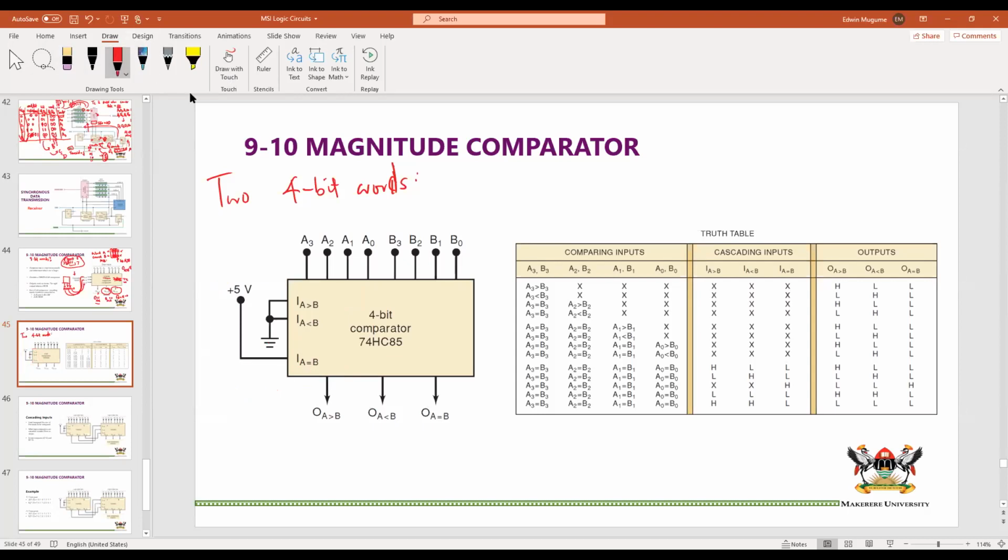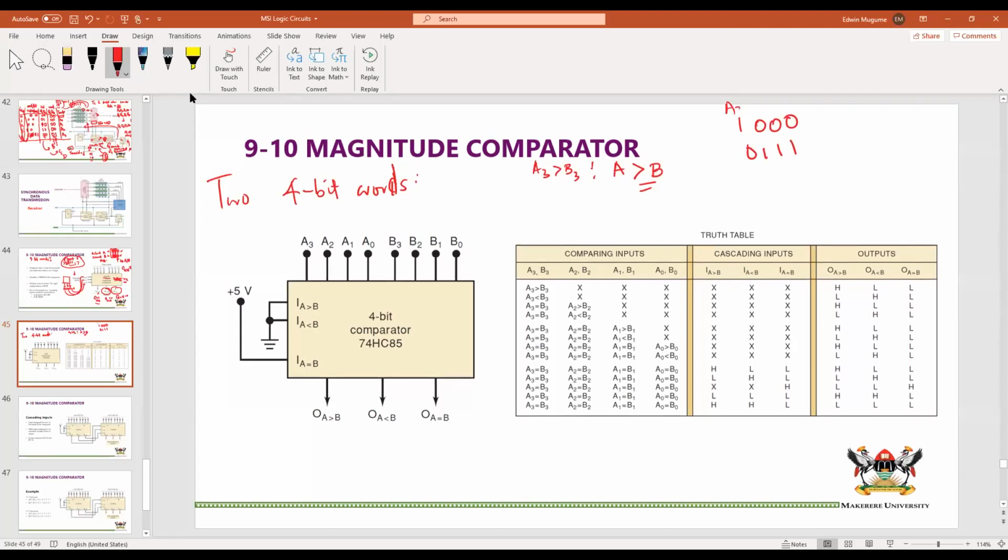If A3 is greater than B3, we have already seen that word A is definitely greater than word B. It doesn't matter what B2, B1, B0 are. It's similar to the situation we looked at, which was 1000 and 0111. Obviously, this is A3, A2, A1, A0, and B3, B2, B1, B0. As long as A3 is greater than B3, already the word A is greater than word B. And here, this will be high, that will be low, and that will be low.